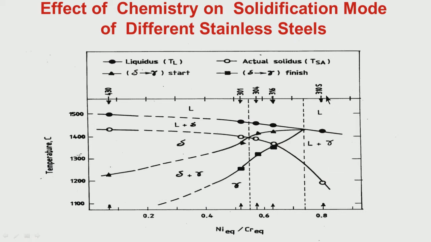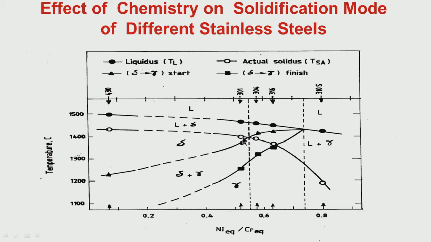310S has no delta at all, solidification only through gamma. So, these are all very important information for understanding the sequence of solidification. Is the solidification taking place only through delta, only through gamma, or delta plus gamma? If it is delta plus gamma, then when is delta to gamma taking place during solidification? Like 304, you see delta to gamma is starting here and solidification is complete here. So, before solidification or towards the end of solidification, delta to gamma is taking place.